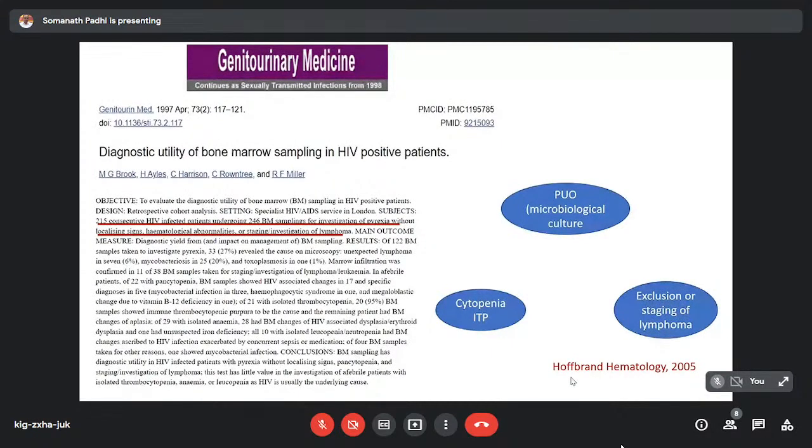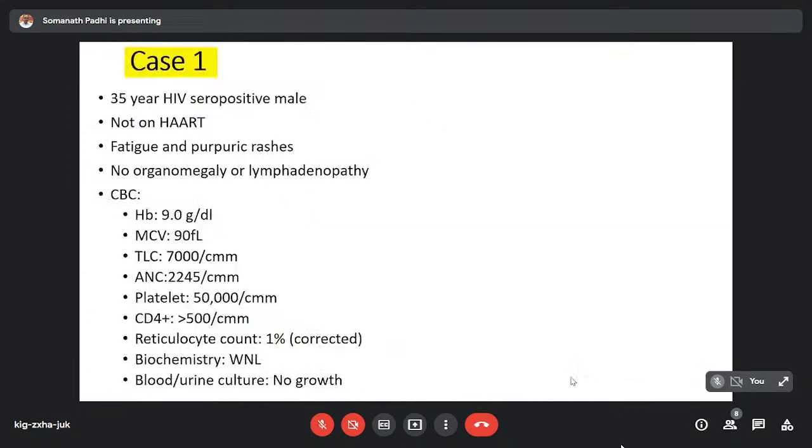Now, let us start with this case. This is a 35-year-old HIV seropositive male who was not on highly active antiretroviral therapy, and who presented with fatigue and purpuric rashes. There was no organomegaly or lymphadenopathy. CBC findings showed anemia.